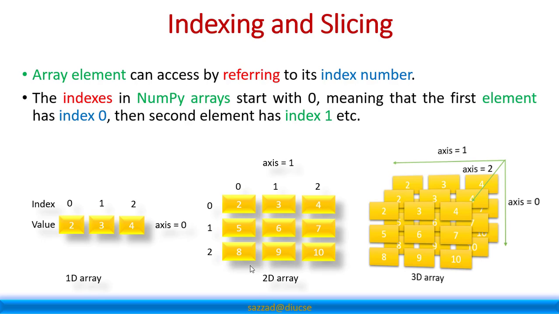And in a two-dimensional array the indexes are situated in 2 dimensions. If I want to call 6, then it should be 1, 1. If I want to call 10, then it should be 2, 2, and so on. We all know that, but it is just for recalling. So let's move on to the next slide.